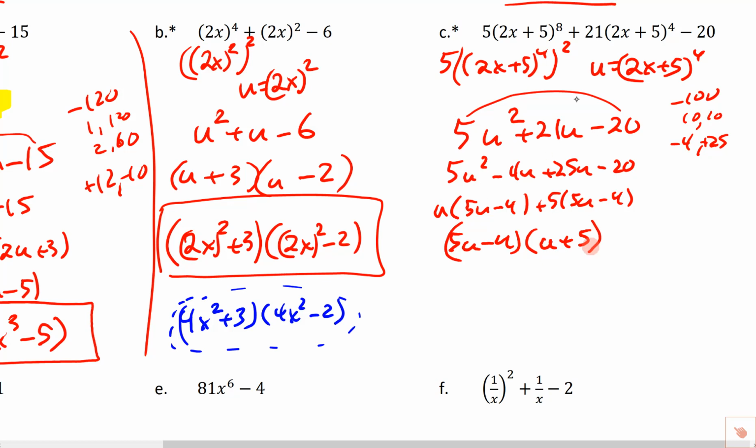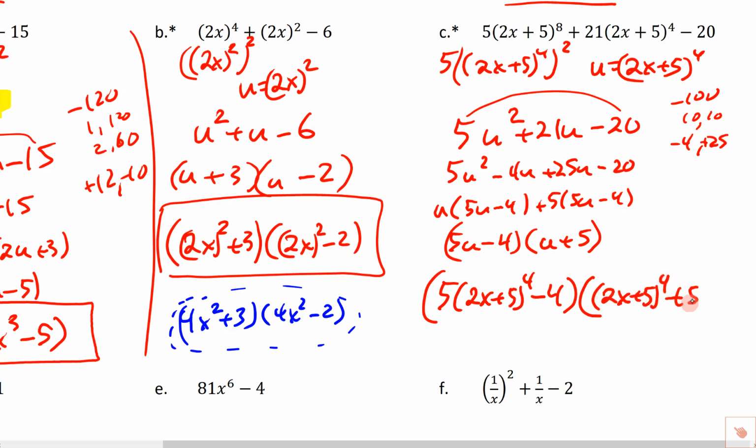Again, the factoring is a lot easier without having all this (2x plus 5) quantity to the fourth and all that sort of stuff. Now all we have to do is reverse the substitution. Wherever there's a u, we're going to put (2x plus 5) quantity to the fourth. So here's what we get. 5 times (2x plus 5) to the fourth minus 4, and on this one we get quantity (2x plus 5) to the fourth plus 5.